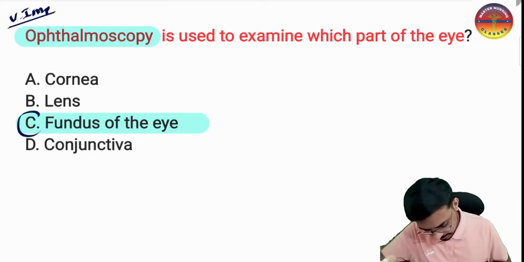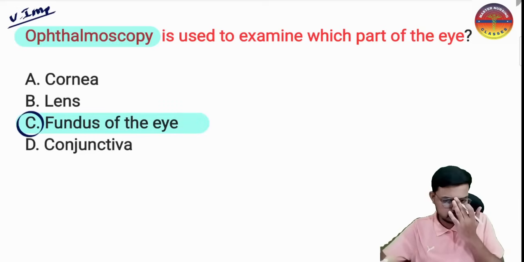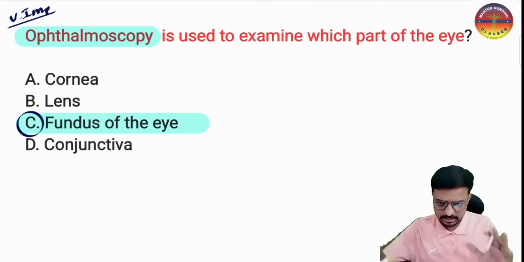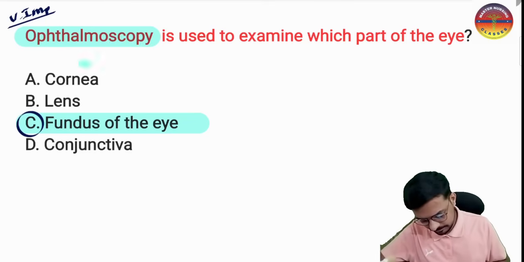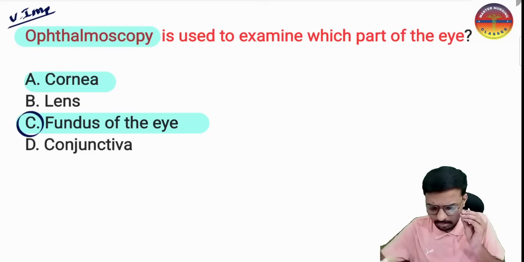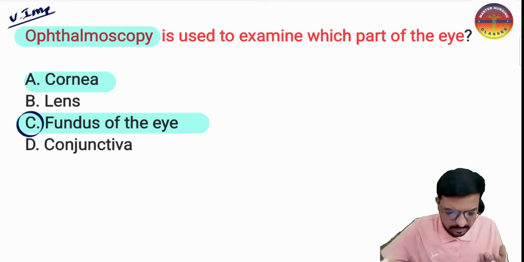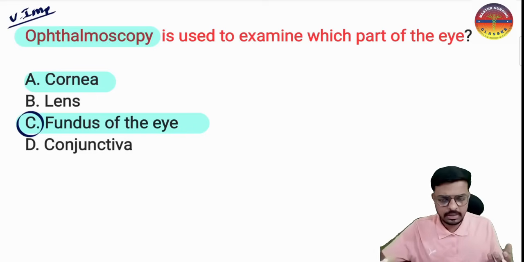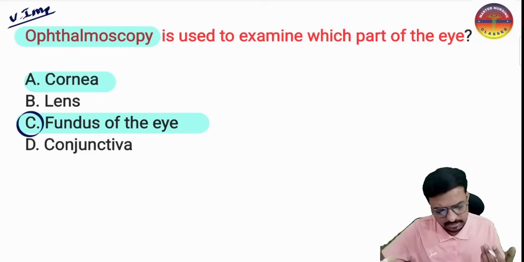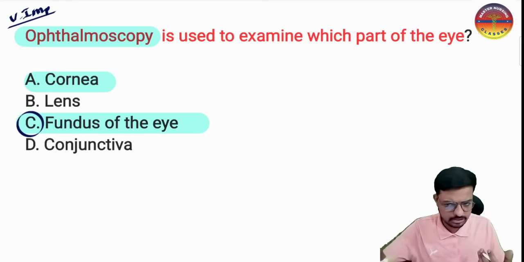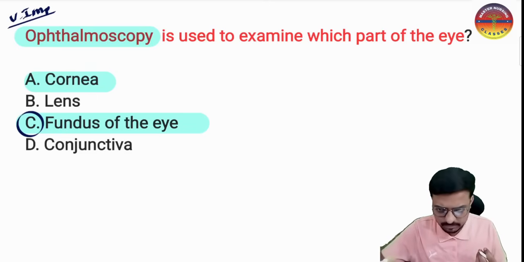Sir, what is the fundus part of the eye? It is not used to examine the external cornea, and it is not used to examine the lens and conjunctiva also. The most anterior portion of our eye is the cornea, and the only transplantable part of our eye is the cornea. And this is a transparent and avascular structure which does not have blood supply and which gets its nutrition and oxygen from the aqueous humor. That is what we call the cornea. Okay, so here we are not checking the cornea with the ophthalmoscope.